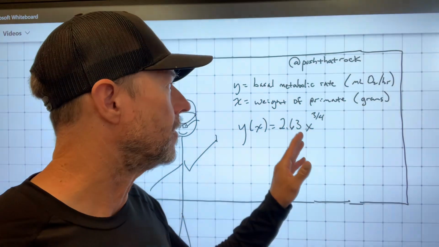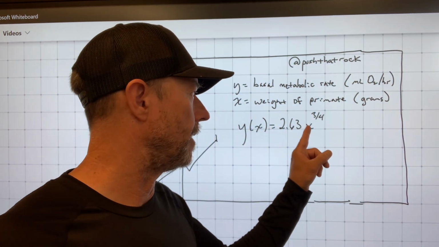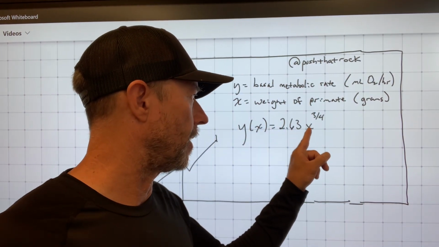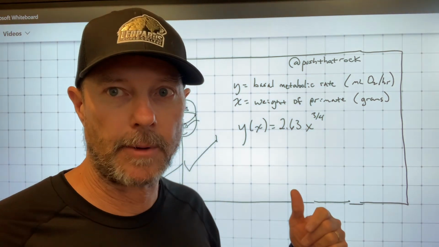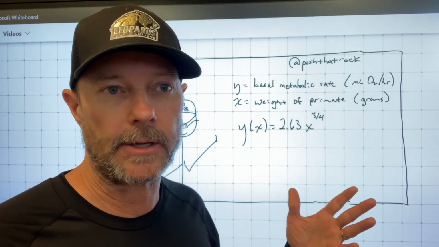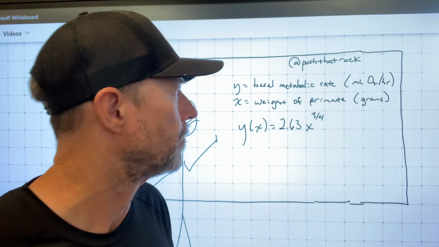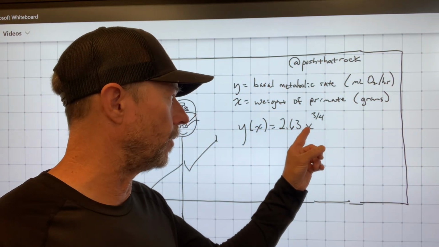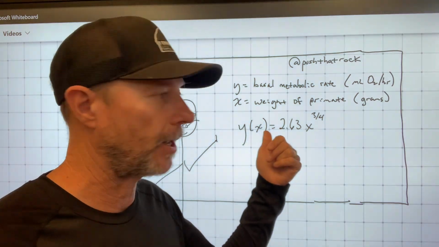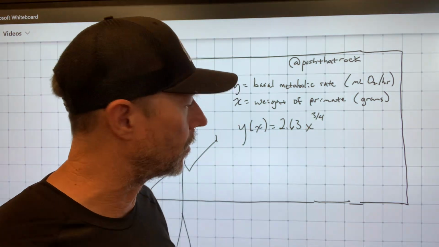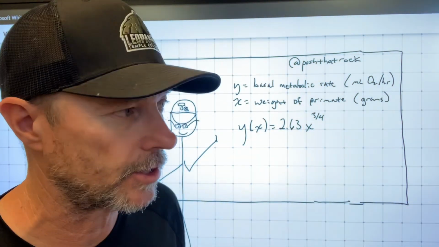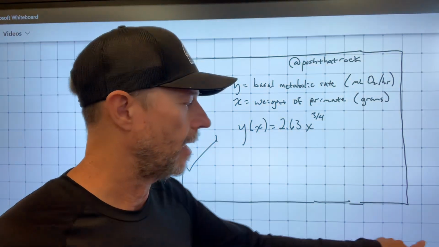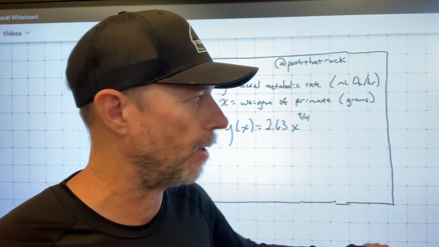It turns out that if you know the weight of the primate, you can plug it in right here and you'll get out the metabolic basal rate of that primate species. So the input is the weight in grams, the output is this metabolic weight. But what does this exponent 3/4 mean? That's what we want to talk about in this video. And I'll use a biology metaphor to help us.